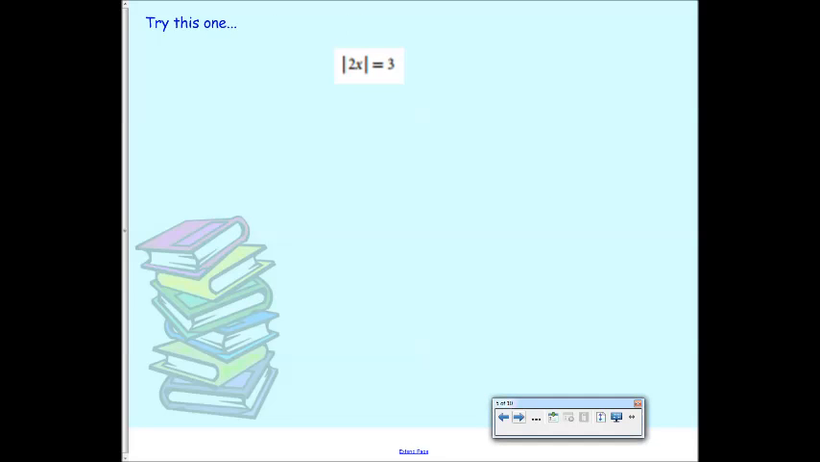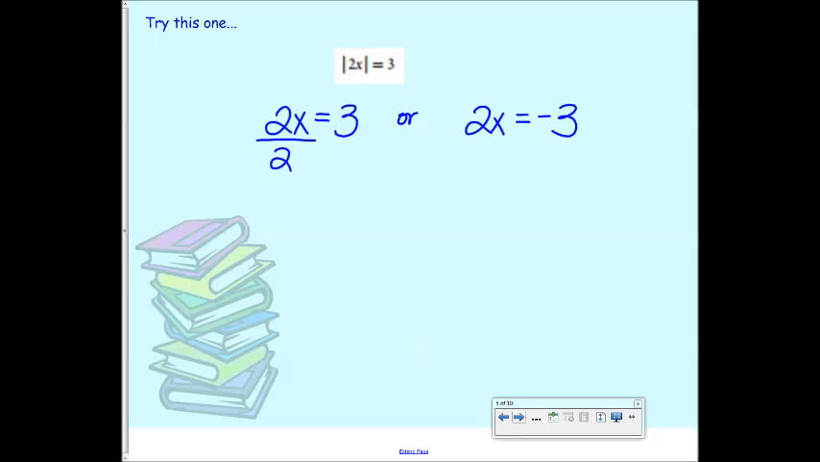So what would I do here? Here I have the absolute value of 2x equals 3. If I want to write it algebraically, I've got two options. I want to eliminate those absolute value signs, so I write it 2x equals positive 3, or 2x equals negative 3. And again, I'm not done yet because my x's are not isolated. So to keep isolating, I divide by 2 on both sides, and I get x equals 3/2. Or if I do the same thing over here, I get x equals negative 3/2.